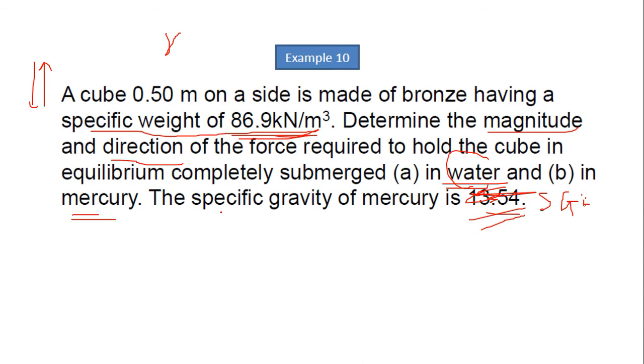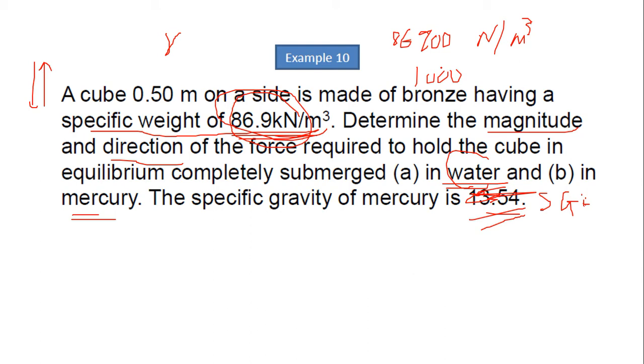Okay, so in this question they say the cube is made of bronze, the specific weight of it is 86,900 newton per meter cube. Okay, what is the specific weight of water? 1,000, right? What does that mean? It sinks, right? It means if there is no force to oppose it, the object will sink.